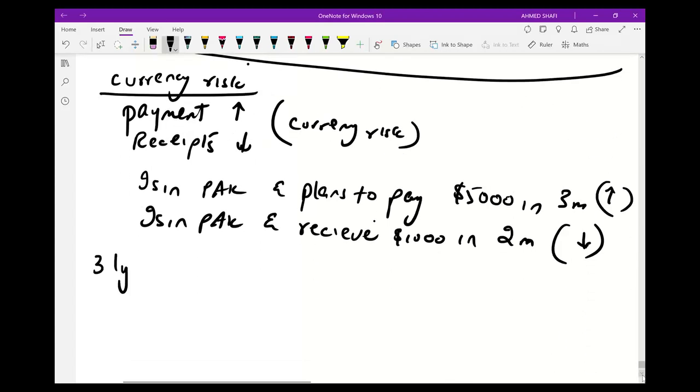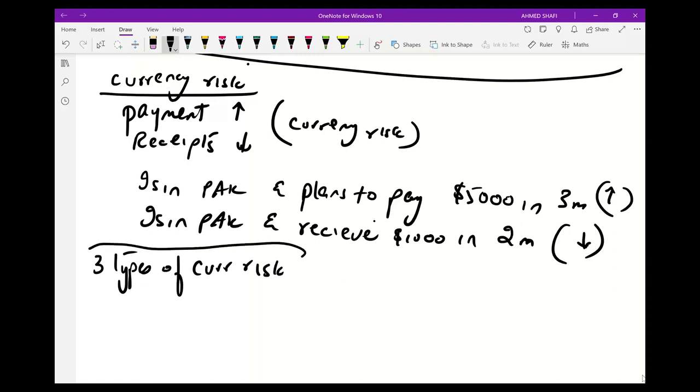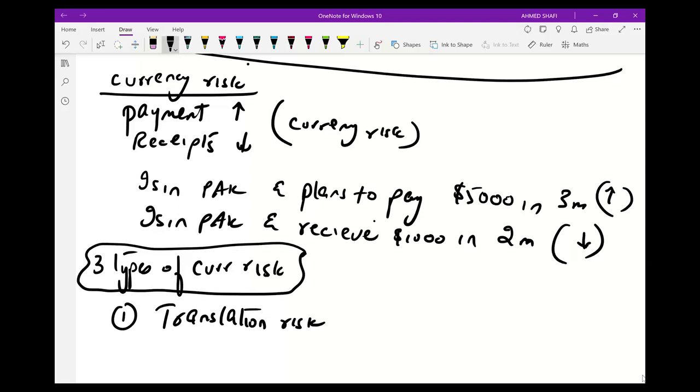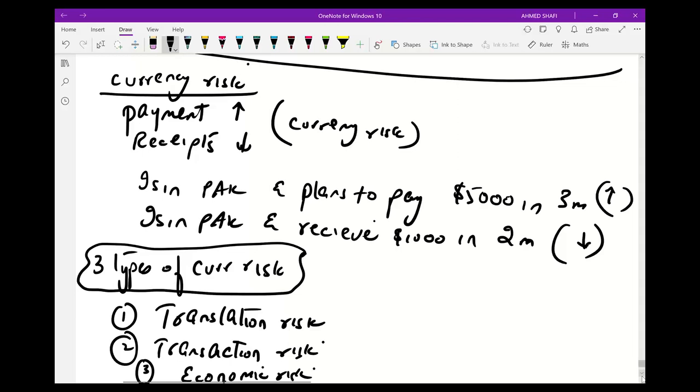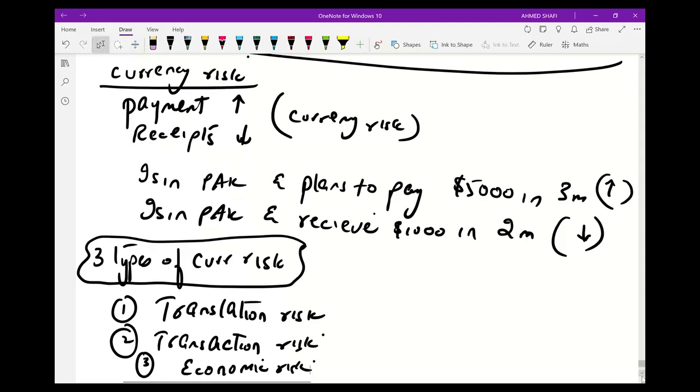Then there are three types of currency risk. One is called translation risk. One is called transaction risk. And one is called economic risk. Currency risk is of three types: translation risk, transaction risk, and economic risk.